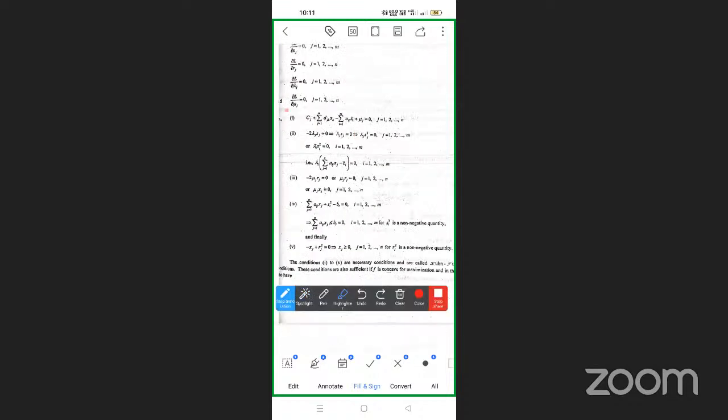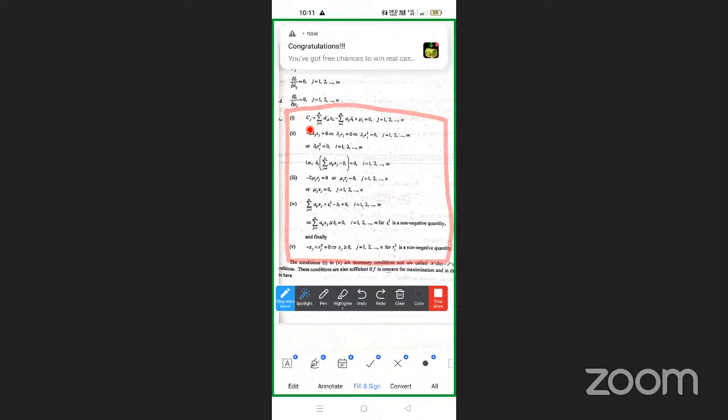First one: cj plus summation over k equals 1 to n of djk xk minus summation i equals 1 to m of aij lambda i plus mu j is equal to 0, for j equals 1 to n. So this is the first condition. Next, second one: lambda i s i square is equal to 0, i equals 1 to m. This is the second condition. Next, third one: mu j rj is equal to 0. So this is the third one.